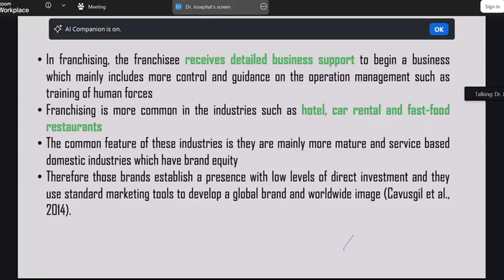So in franchising, the franchisee receives detailed business reports to begin a business, which mainly includes more control and guidance on the operational management, such as training of human resources. Franchising is more common in industries such as hotels, car rental, and fast food restaurants. Tukiangalia ni KFC, McDonald's, and the likes. The common feature of these industries is that they are mainly more mature and service-based domestic industries, which have brand equity. Therefore, those brands establish a presence with a low level of direct investment, and they use standard marketing tools to develop global brands and a worldwide image.